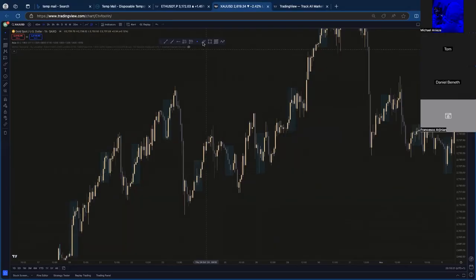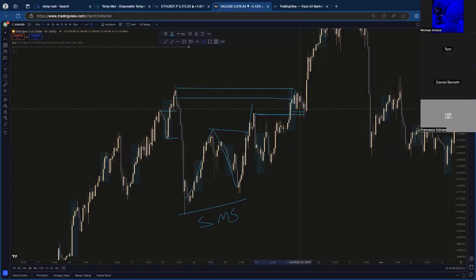See it now. Is this not the QM? Is this not your failure swing? SMS. This is your first break, your second break, and this right here would have been liquidity tapped into a key level for entry after the second break of this.